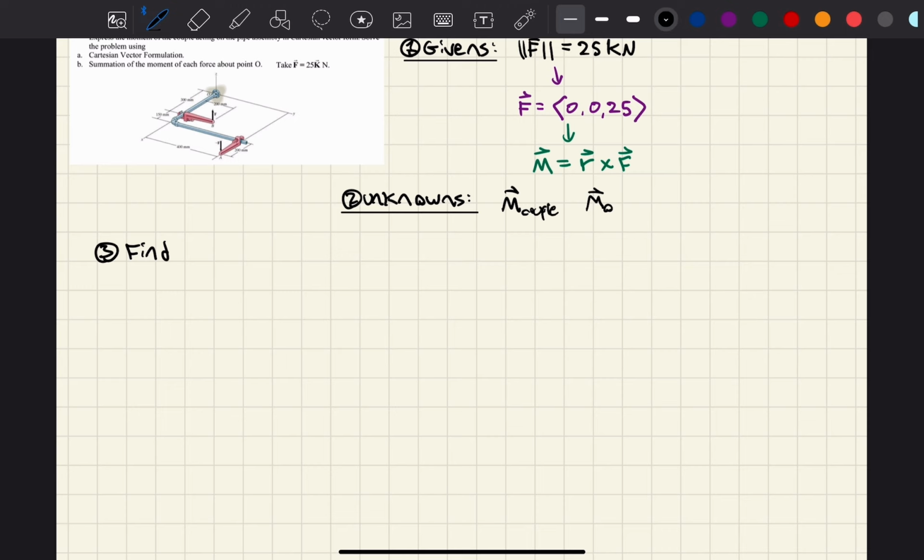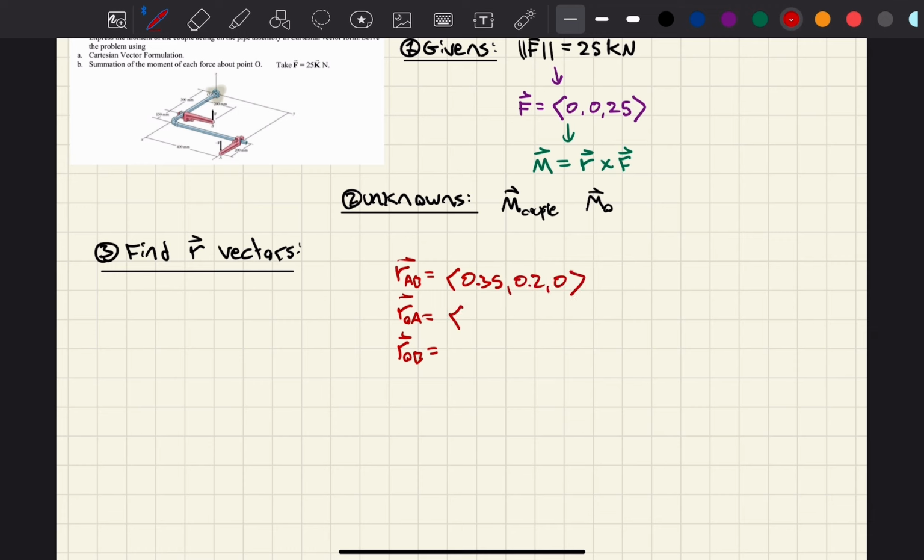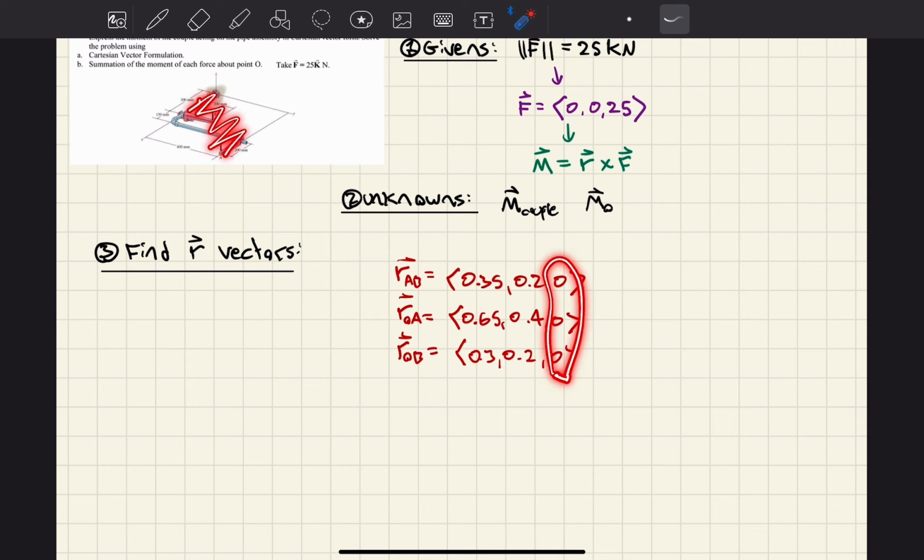Okay, so we're going to find our vectors. We said we needed three: RAB, ROA, ROB. You're going to get that RAB is equal to 0.35, 0.2, and 0. ROA is going to be 0.65, 0.4, and 0. ROB is going to be 0.3, 0.2, and then 0. And they're all in the xy plane, so that's why all of these are 0.